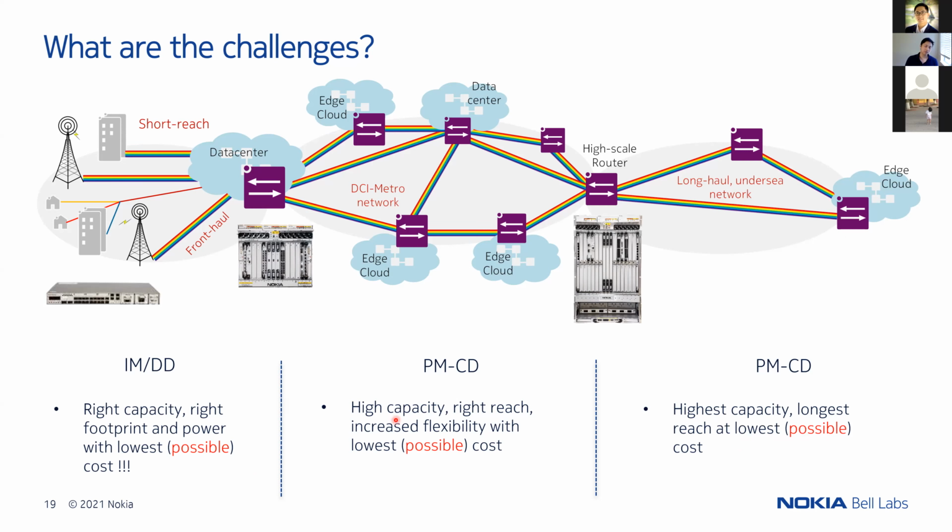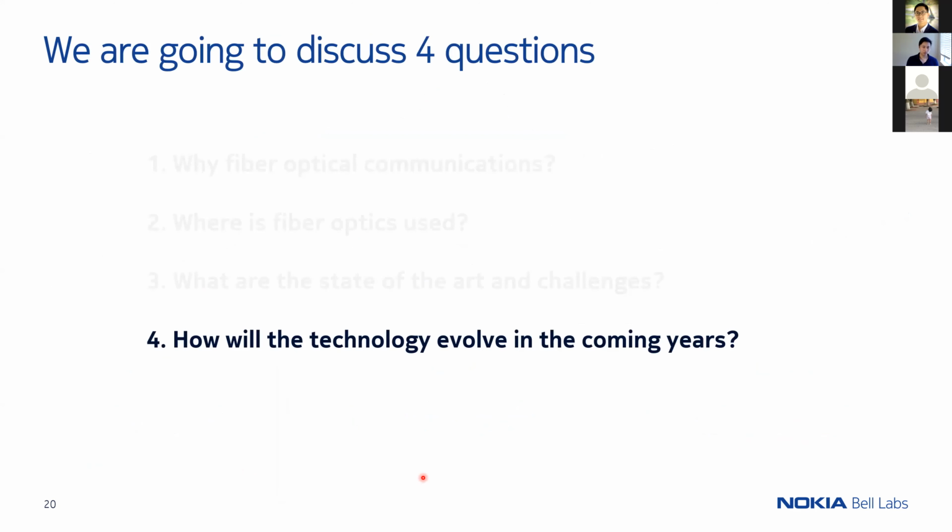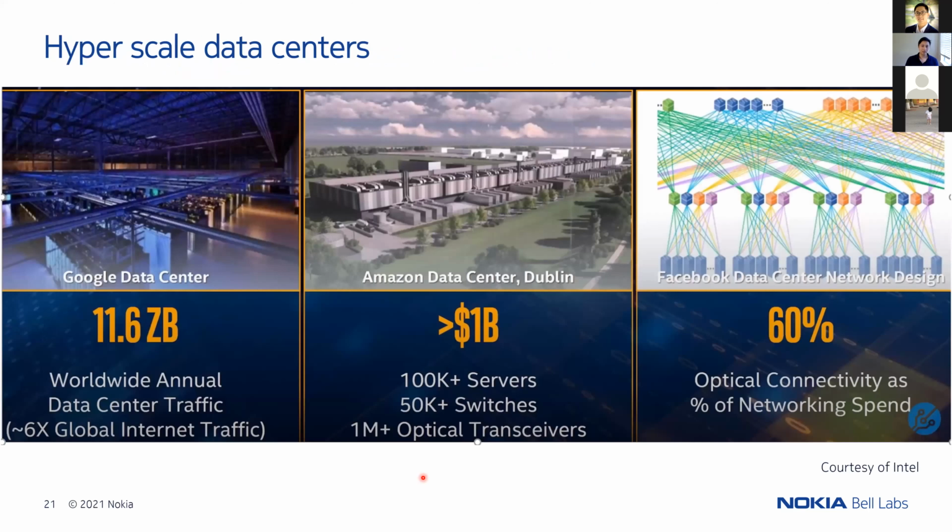So now let me talk about what is happening in the three network segments, the technology change to meet the challenges that I just mentioned here. This is what we're going to discuss now, how the technology will evolve in the coming years. So let's talk about the first segment, which is short wave. Because in short wave, we have a few applications. We have the data center, we have the mobile fronthaul, we have the access, fiber to the home, we have the passive optical networks, and many applications.